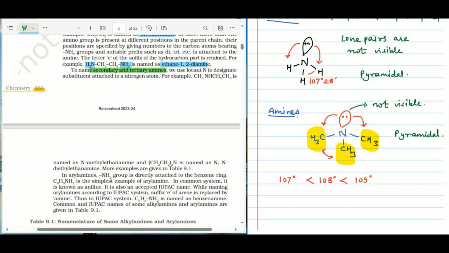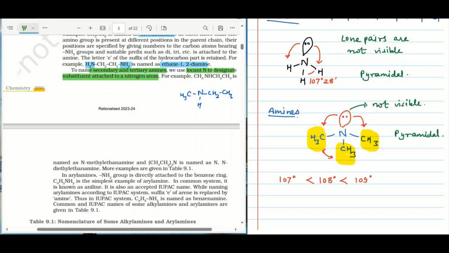To name secondary and tertiary amines, we use the locant N to designate the substituent attached to the nitrogen atom. For example, here CH3NHCH2CH3. Here this is nitrogen. On one side it is bonded with hydrogen and a methyl group, and on the other side an ethyl group, CH2CH3. So the name of this molecule will be N-methylethanamine.